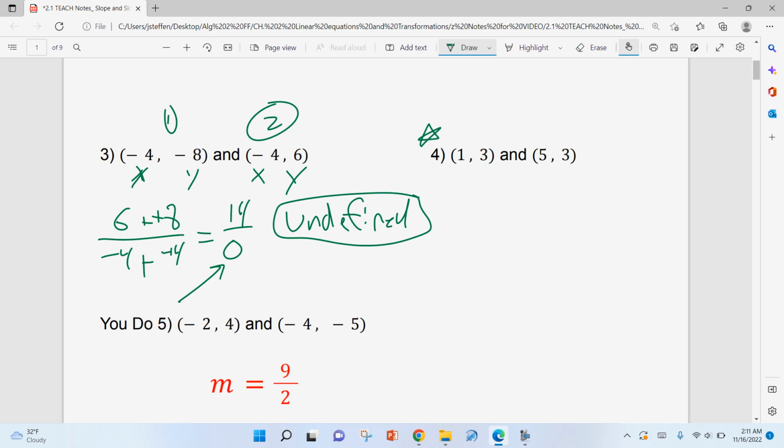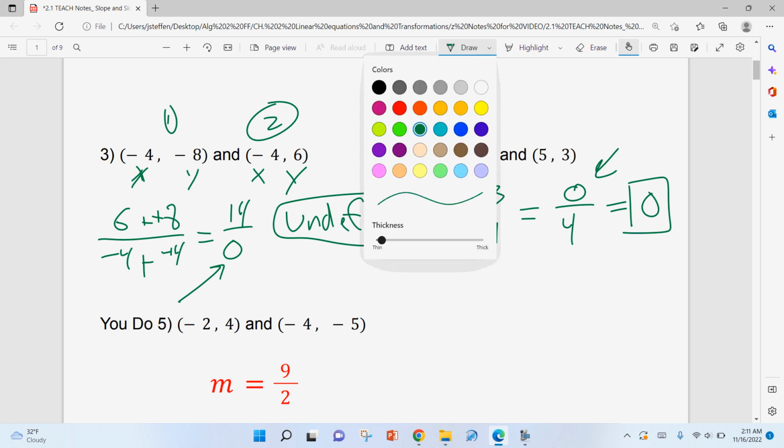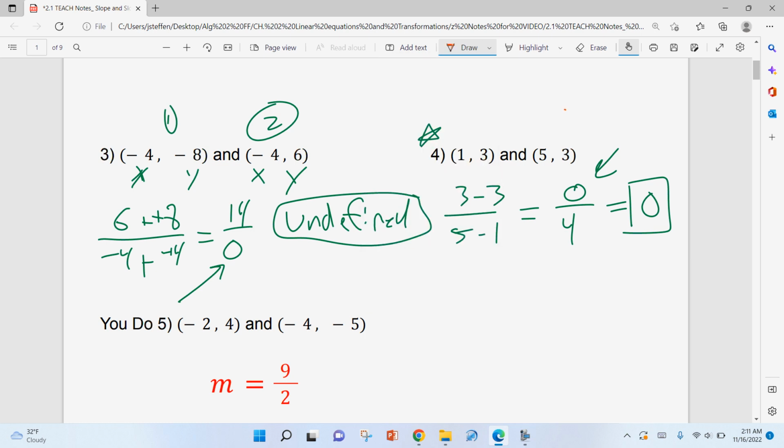Whereas this one, we have 3 minus 3 over 5 minus 1. That's 0 over 4. This one, there's a 0 in it, but 0 divided by 4 is just 0. So again, if you just remember that if you have a 0 in your fraction, put it in your calculator, that can help you distinguish between those. Now, you do not need to add this to your answers if I ask this on a test or a quiz, but just to plant that seed, if it's undefined, that is a vertical line. If it is 0, it's horizontal.